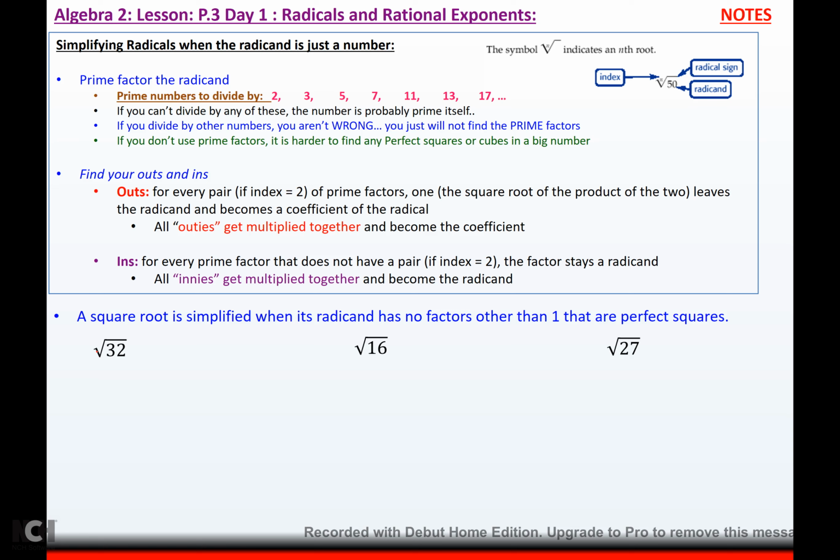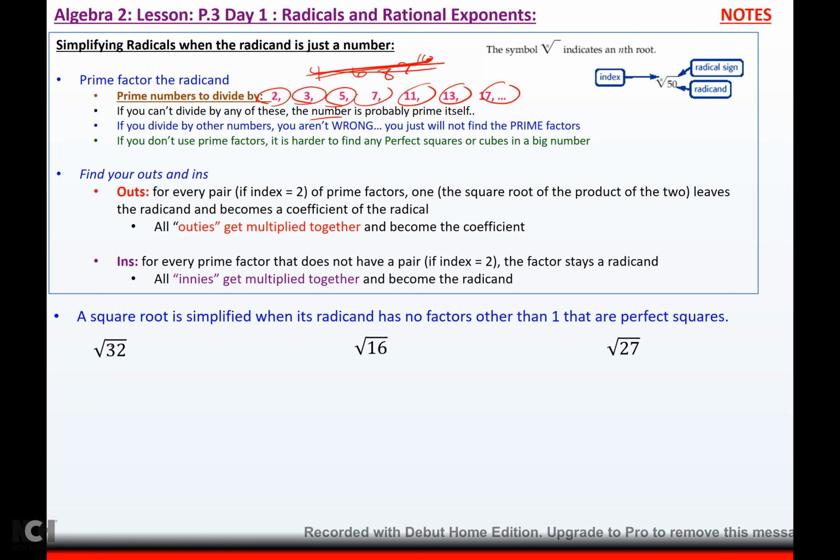So one thing you can do, especially if you're not very good with your squares yet, and you will be, you'll get better at them the more we do this, but especially in the beginning, it's very easy if you will prime factor your radicand and only divide by prime numbers, 2s, 3s, 5s. Do not divide by 4. Do not divide by 6. Don't divide by 8 or 9 or 10. Those are not prime numbers. You can do it. It's not illegal. But for this technique I'm going to show you, you don't want anything except for primes. So only divide by those numbers. And if you can't divide by any of these, then the number is probably prime itself and you can't simplify it. Okay, so here's what you do.